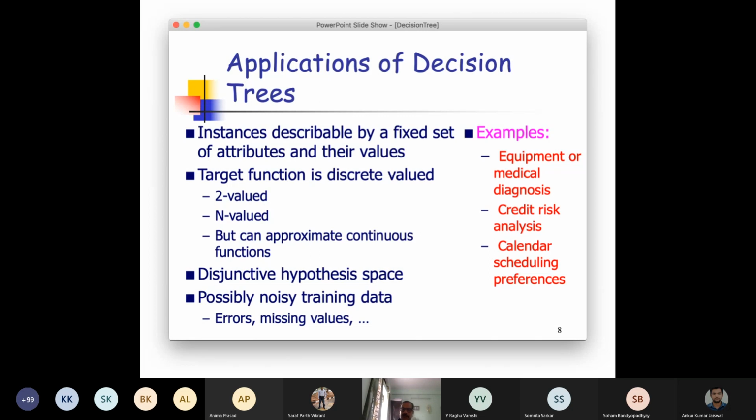Some examples of where decision trees are very much used are medical diagnosis, fault detection in equipment, credit risk analysis, calendar scheduling preferences, etc.